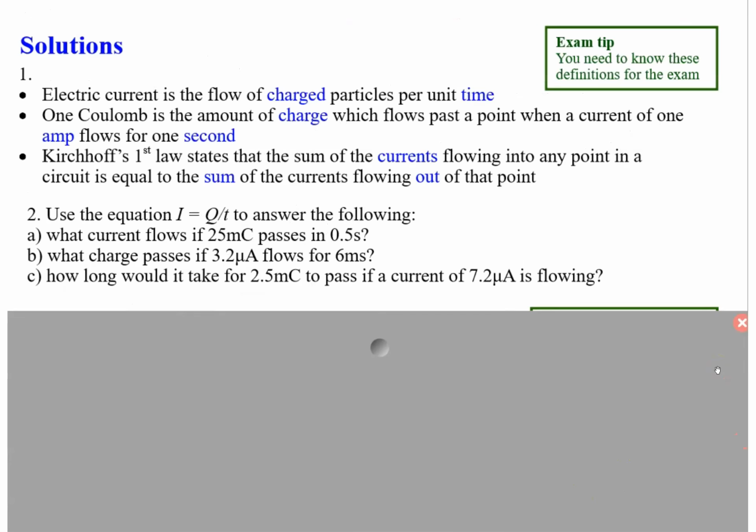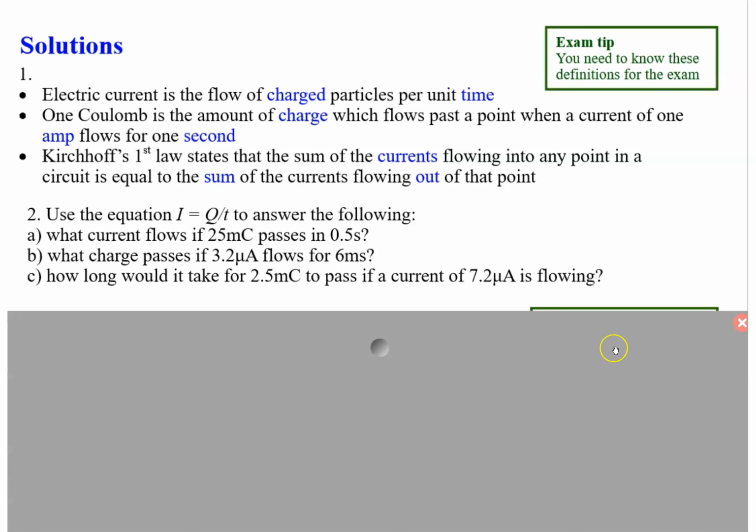Right, the definitions, you do need to know these, so top exam tip, write these down, keep a list of these. You do need to know these for the A-level exam. So we define current as the rate of flow, or just the flow of charged particles per unit time. We define 1 coulomb as the amount of charge flowing past a point in 1 second if the current is 1 amp. And Kirchhoff's first law, as we said, is the sum of the currents into a point is equal to the total of the currents flowing out of the point.